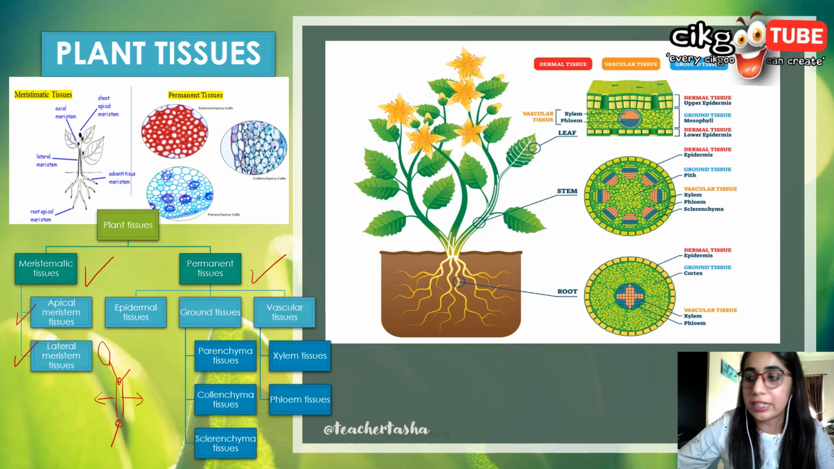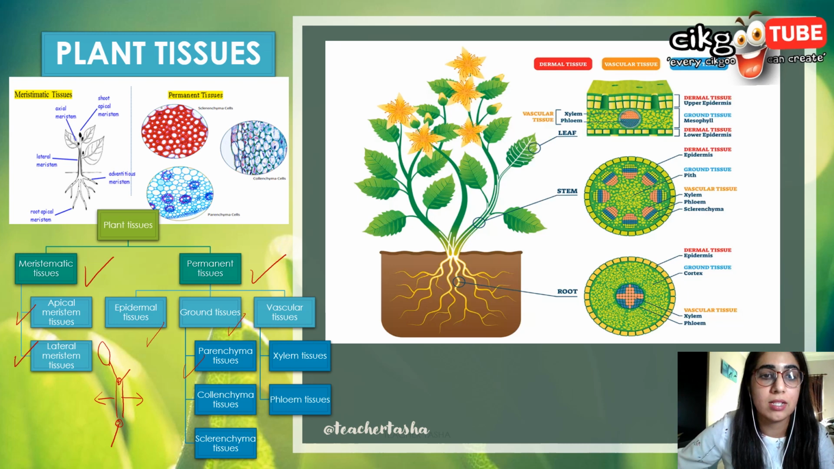So today we are actually going to concentrate on permanent tissues. We have three types of permanent tissues. We have epidermal tissues, ground tissues, and vascular tissues. Ground tissues include parenchyma, collenchyma, and sclerenchyma, and vascular tissues include xylem and phloem. So when I say vascular, you remember xylem and phloem. When I say ground tissue, we have the PCS: parenchyma, collenchyma, and sclerenchyma.